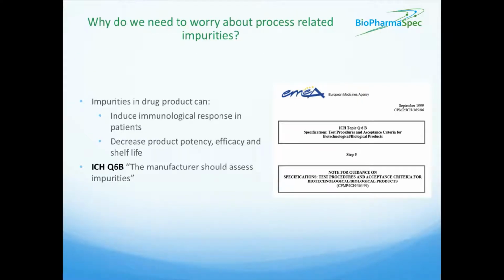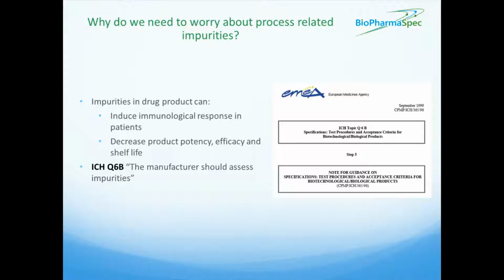Now, there are two main concerns surrounding impurities in your drug product. First, impurities can cause adverse effects in patients, such as immunological response. And second, they can actually modify the API, or the active pharmaceutical ingredient, which can result in decreased efficacy and shorter shelf life of the drug product.